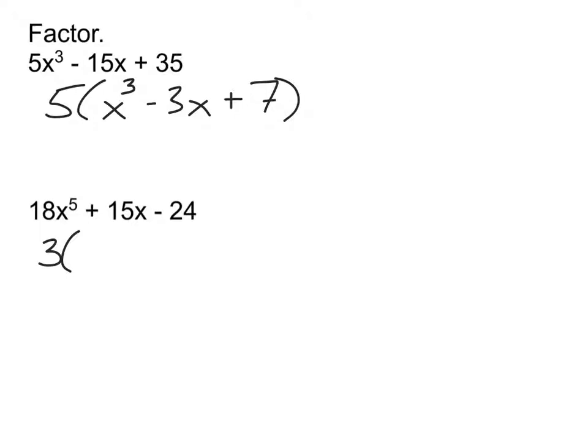And so when we do that division by 3 here, 18x to the 5th, 18 divided by 3 is 6. So that ends up giving me 6x to the 5th. Plus, and then I do the 15x divided by 3 as well. Because I have to divide all of them by the same thing. So 15 divided by 3 is 5. So that's 5x. Then minus, and 24 divided by 3 is 8. And so you notice everything inside got divided by that 3.